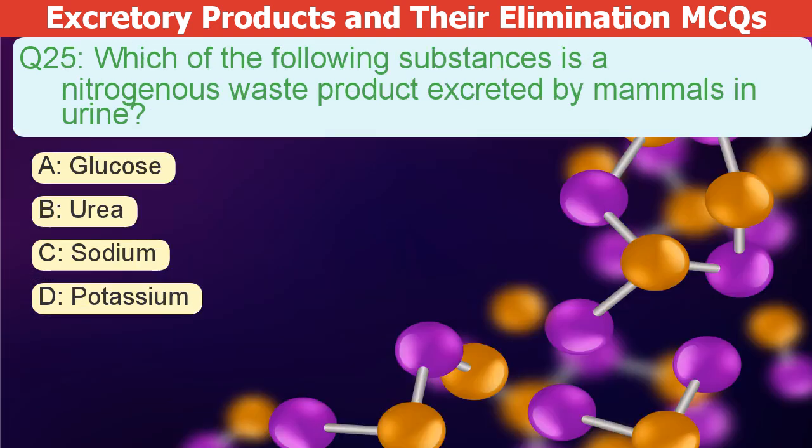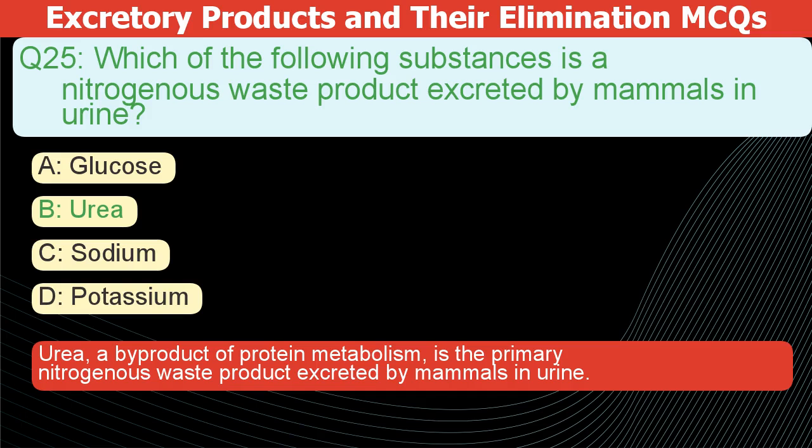Which of the following substances is a nitrogenous waste product excreted by mammals in urine? A. Glucose. B. Urea. C. Sodium. D. Potassium. The correct answer is B. Urea, a byproduct of protein metabolism, is the primary nitrogenous waste product excreted by mammals in urine.